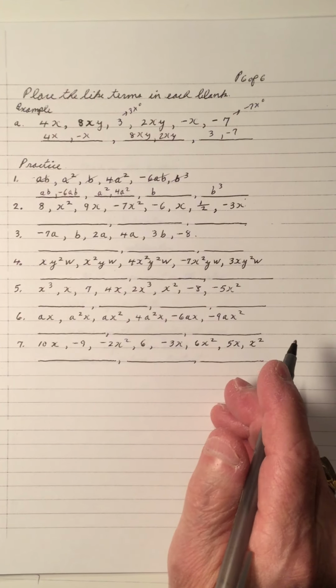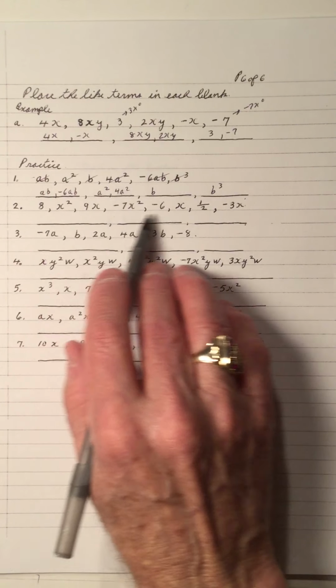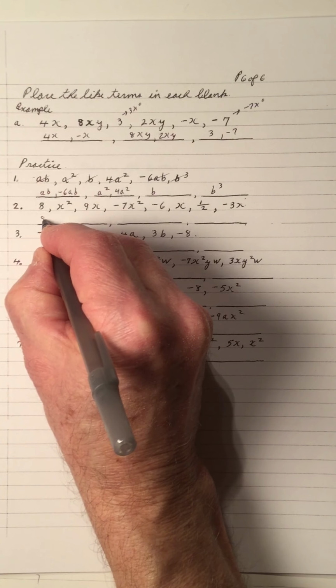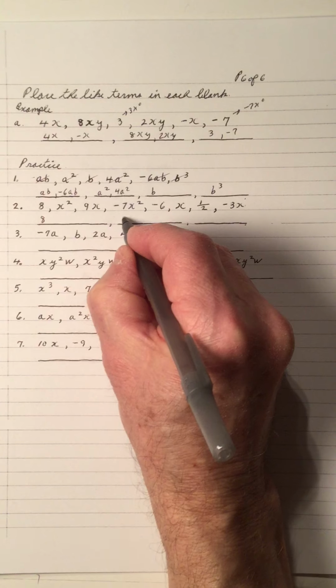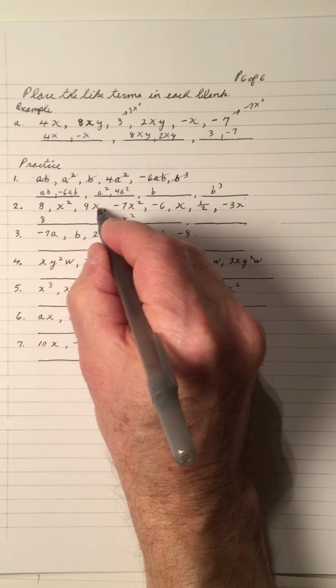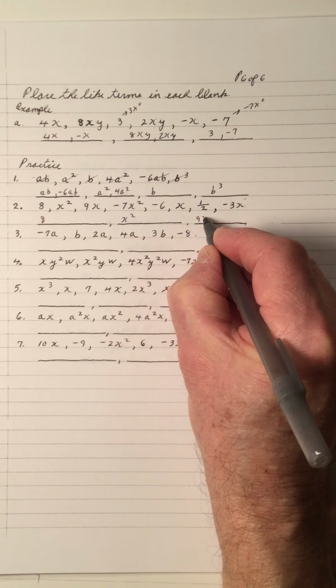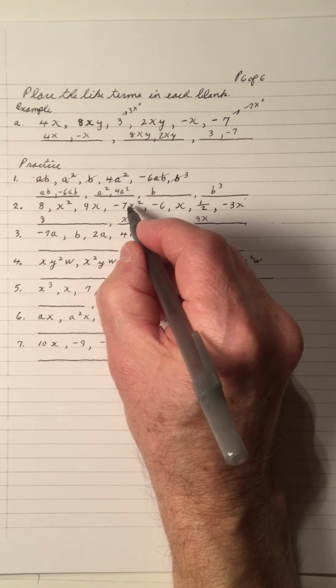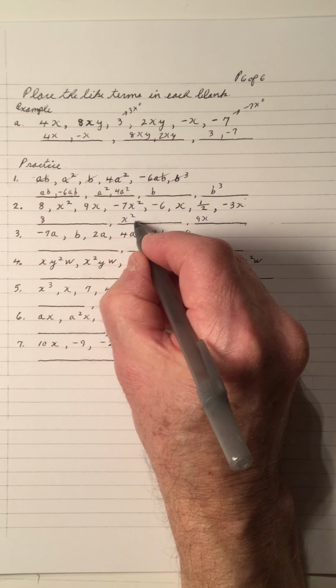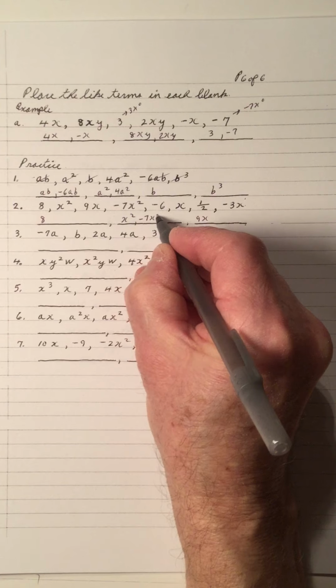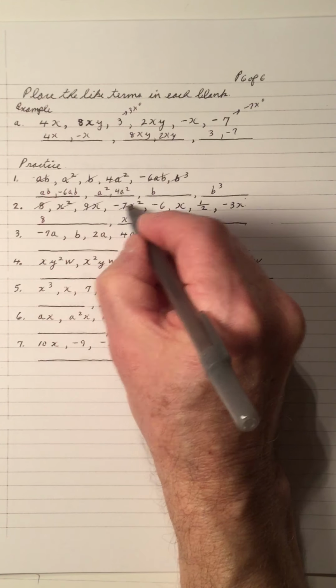I didn't miss them. So when I write down my like terms here, I'll put the 8 here first. Is this one like it? Nope, so I'll put that one there. Is 9x like it? Nope, because I got a different variable. Now I have negative 7x squared, so now I can start. Yep. So notice I'm going from left to right.